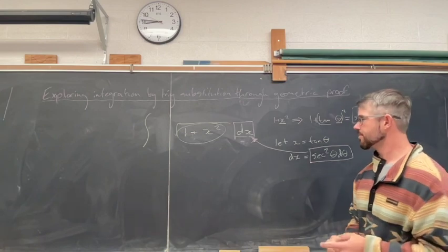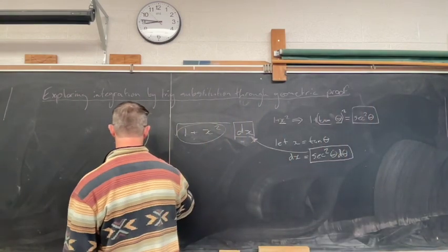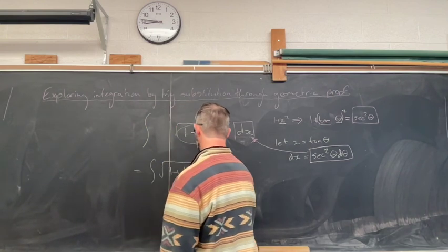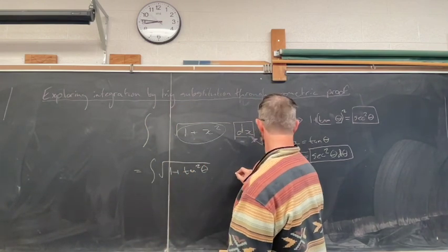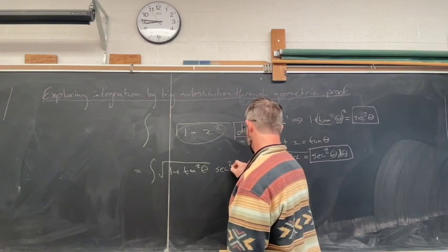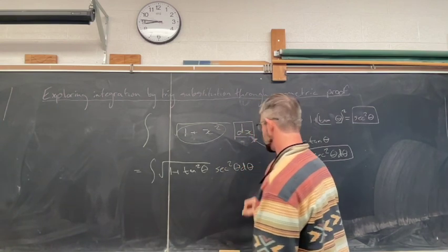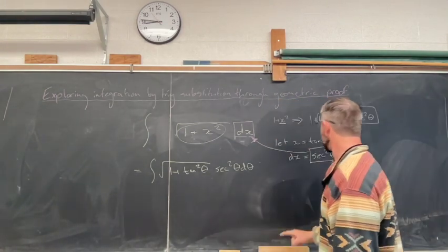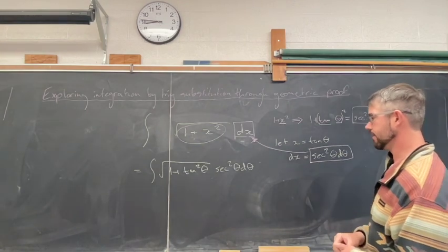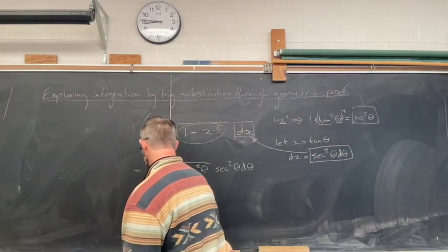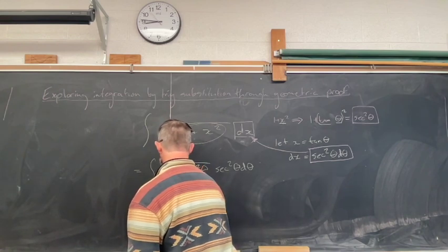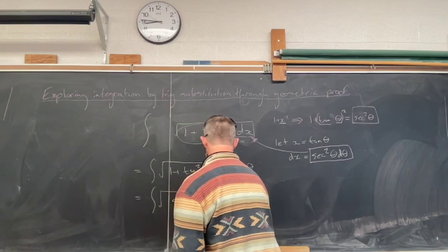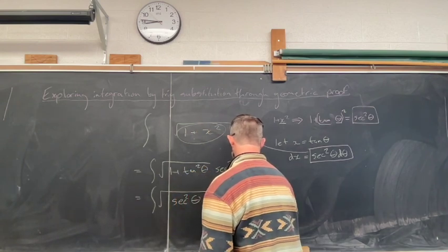But I'll show all the steps in one at first. So I'm going to have the square root of 1 plus tangent squared theta, and then I'm replacing d theta, or dx, with d theta. That's secant squared theta, d theta. Now we know 1 plus tangent squared theta is equal to secant squared theta. So this will be secant squared theta times secant squared theta d theta.